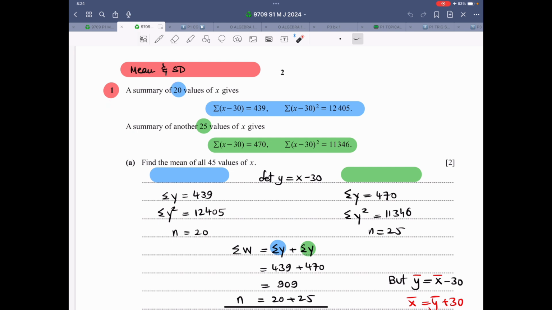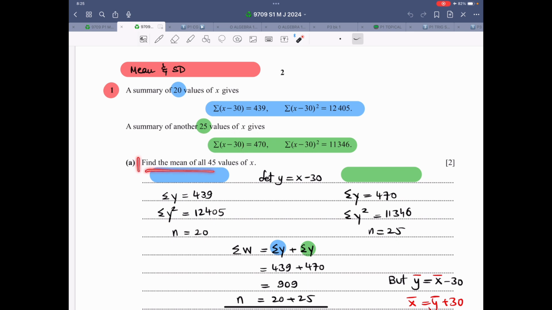The question says a summary of 20 values of x gives the following result. The result is in the assumed mean format. That means from each value of x, 30 was subtracted and sum of x was taken. Over here, this is summation of x square. That means from each value of x, 30 was subtracted, each value was squared, and then we added up. Similarly, a summary of another 25 values of x is given.